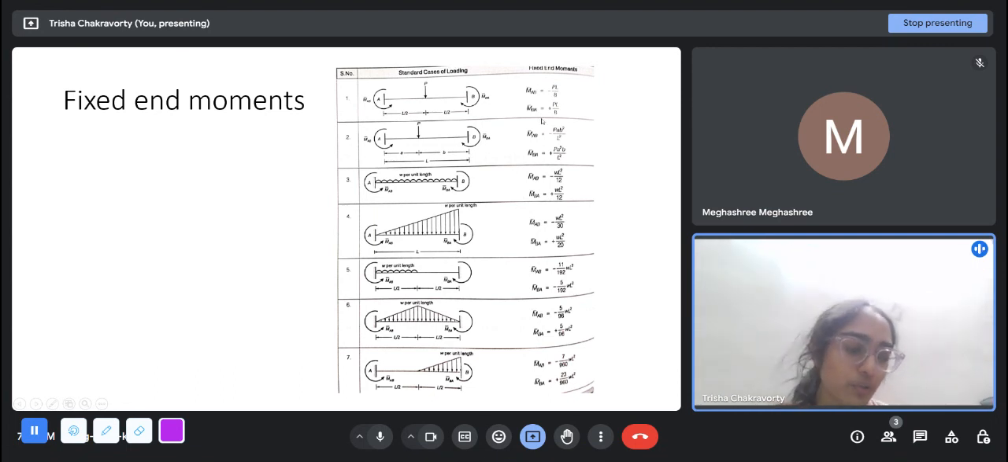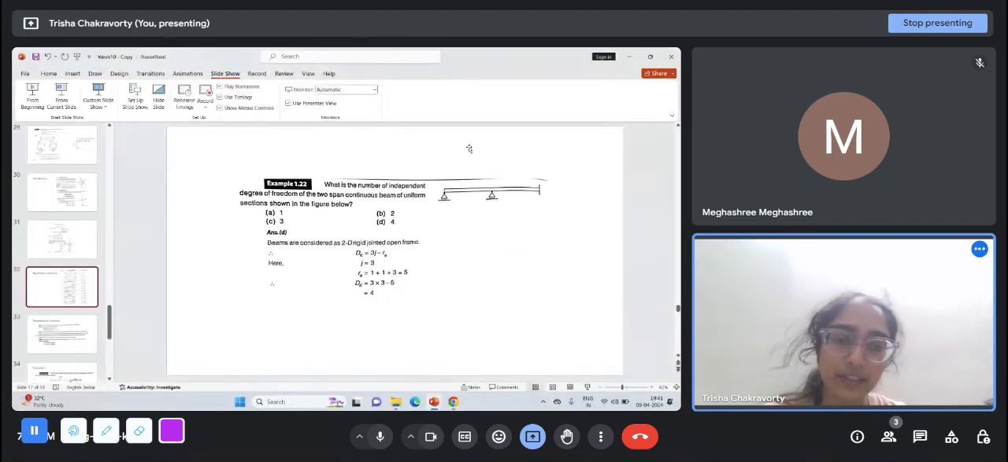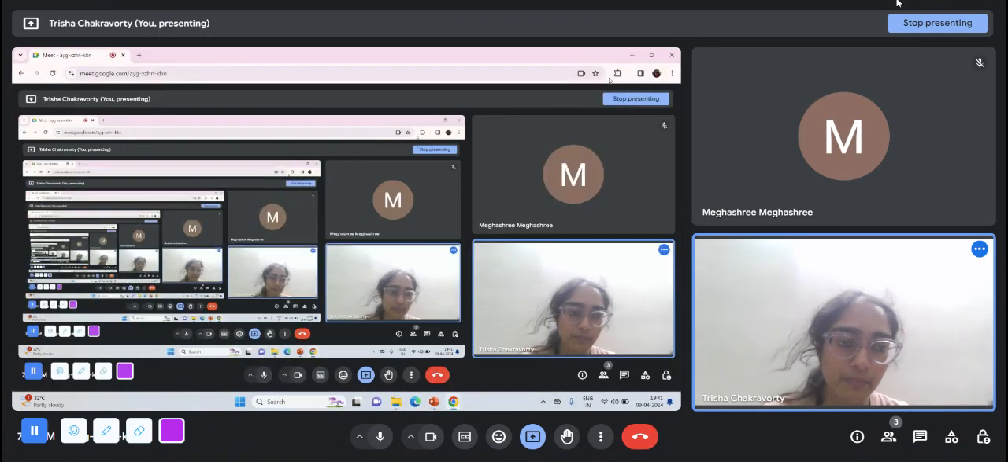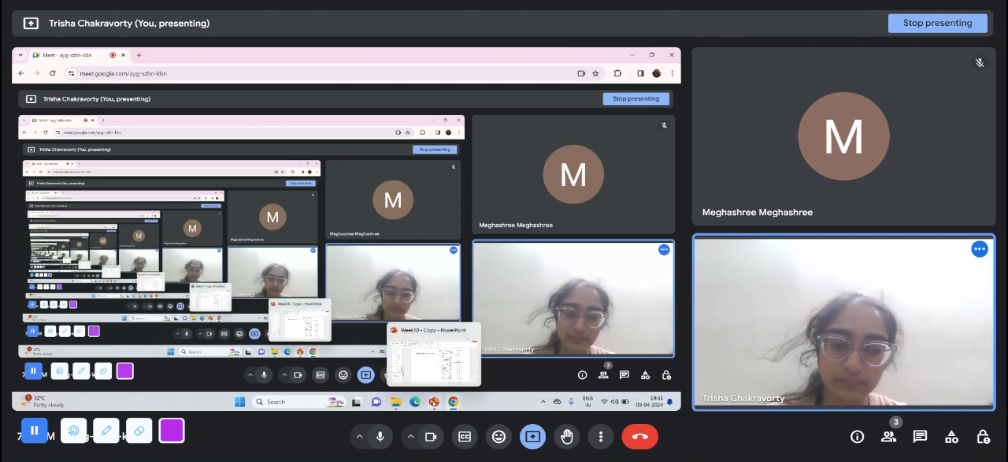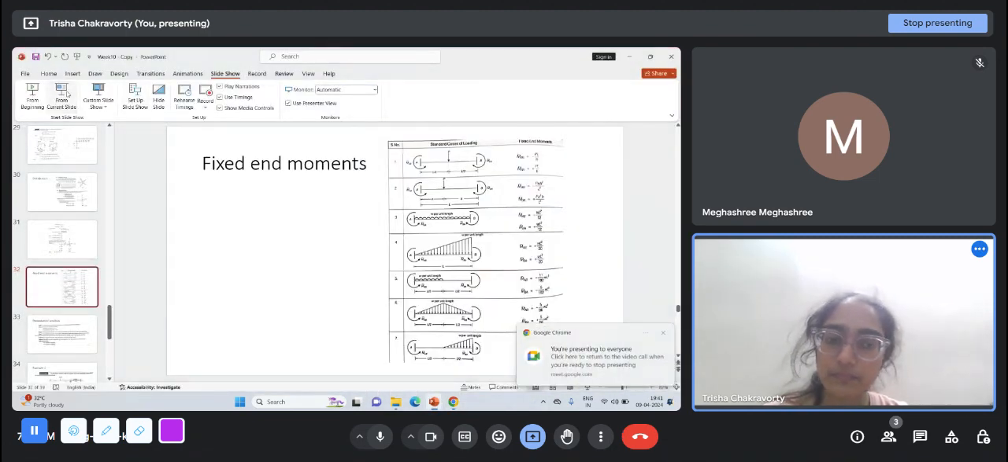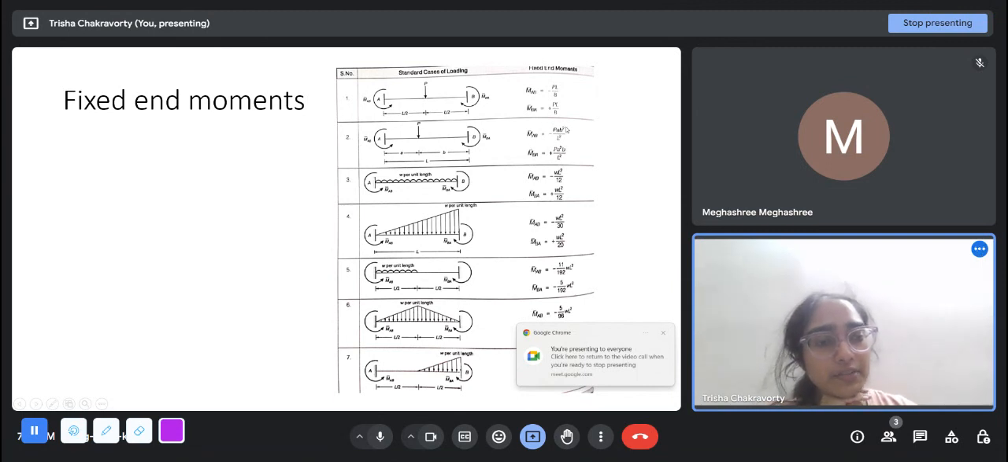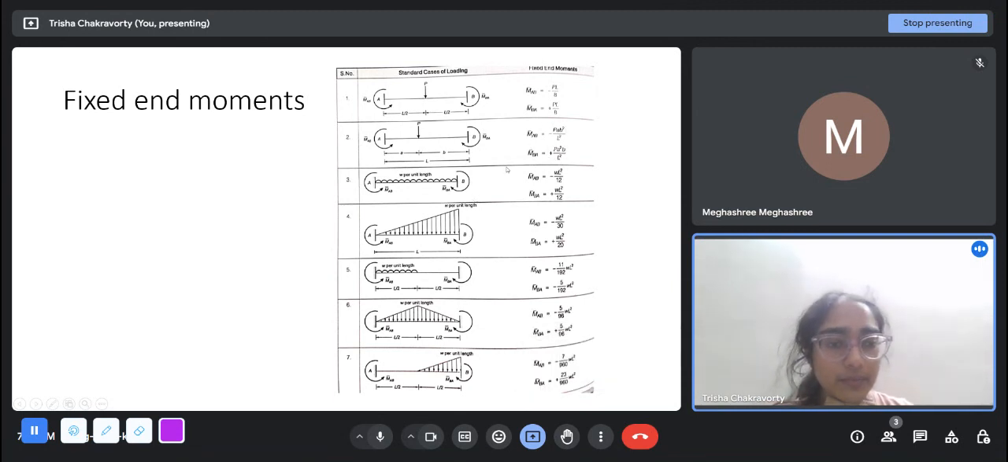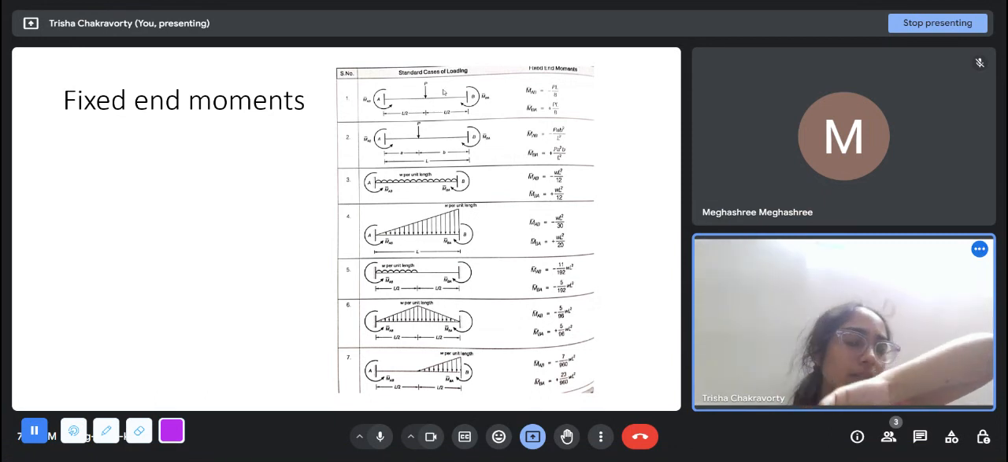This is more important for the slope deflection method, which we did look at last class. If you apply a force P at a distance A from this end and B from that end, the moments will be minus PAB square by L square and plus PA square B by L square. The left side is always considered minus and the right side is plus, because in case of downward loading, you will get anti-clockwise moment on the left side and clockwise moment on the right side, and the sign convention is anti-clockwise moment is negative, clockwise moment is positive.